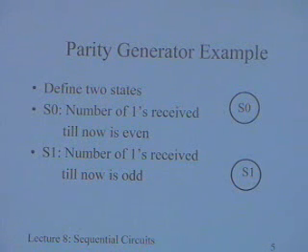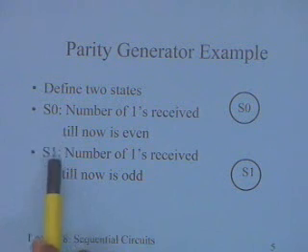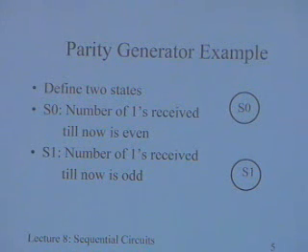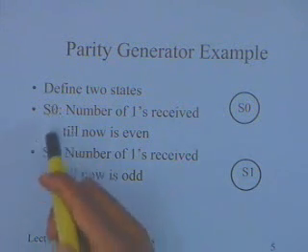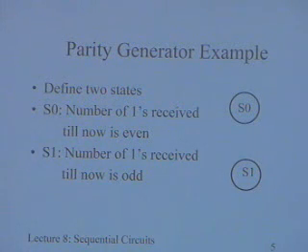Of course, I cannot generate some other information about the inputs, I cannot do that, but I can generate this particular output that I am required to do. So the relevant history is captured by the states S0 and S1. The only history that is relevant to us is the number of 1s that have been received, whether even or odd.